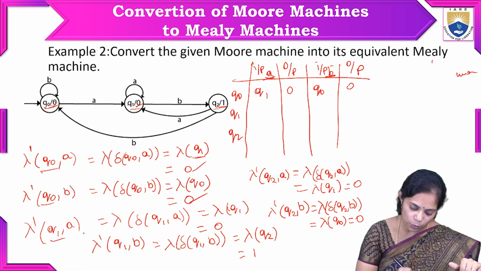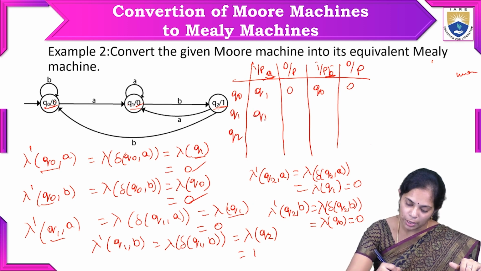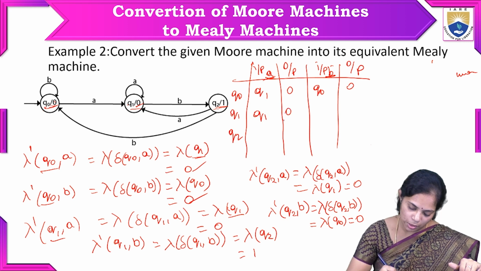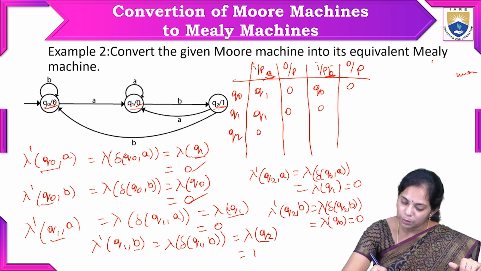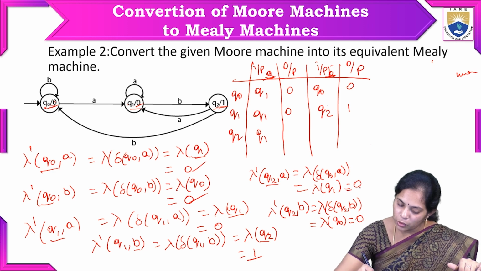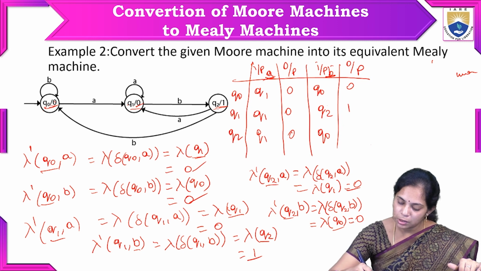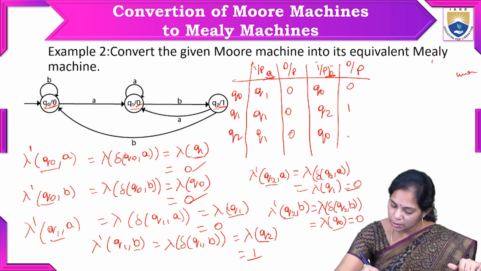And from state Q1, A as an input, it goes to Q1 with 0 output. And B as an input, it goes to Q2 with output 1. And from Q2, A as an input, it goes to Q1 with 0 as an output. And the same for Q2, B as an input, it goes to Q0 with 0 as an output.